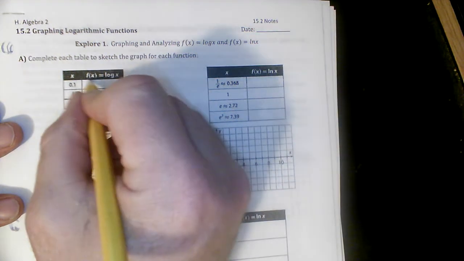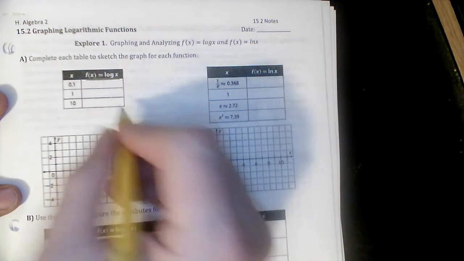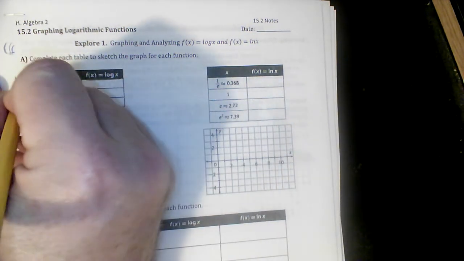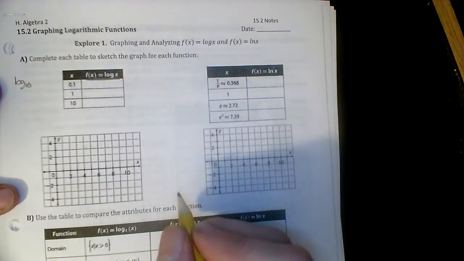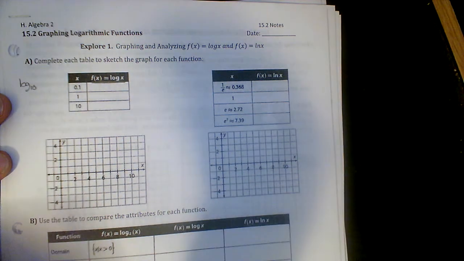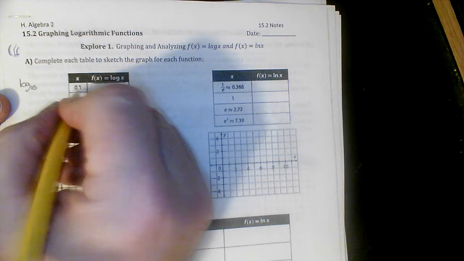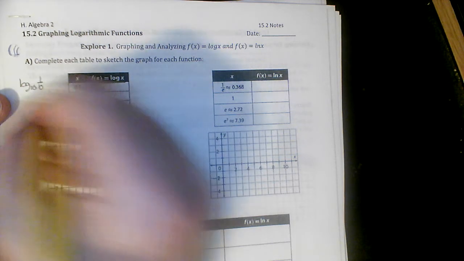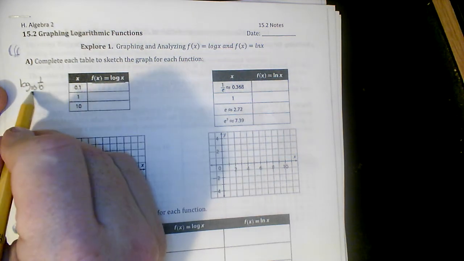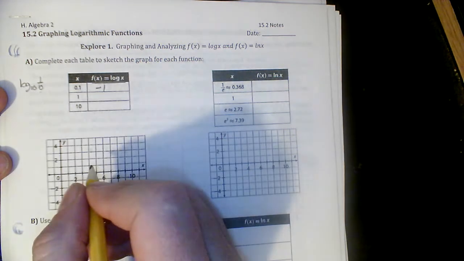Please know, this log right here is the common log. When you don't see a base, it is assumed that that's log base 10. So remember, when you're doing logarithms, you're really solving for the exponent. So this number is 1/10. Log base 10 of 1/10, if I plug that into that x, really says, what power of 10 gives you 1 over 10? Well, that's a -1, because all I got to do is flip it over.